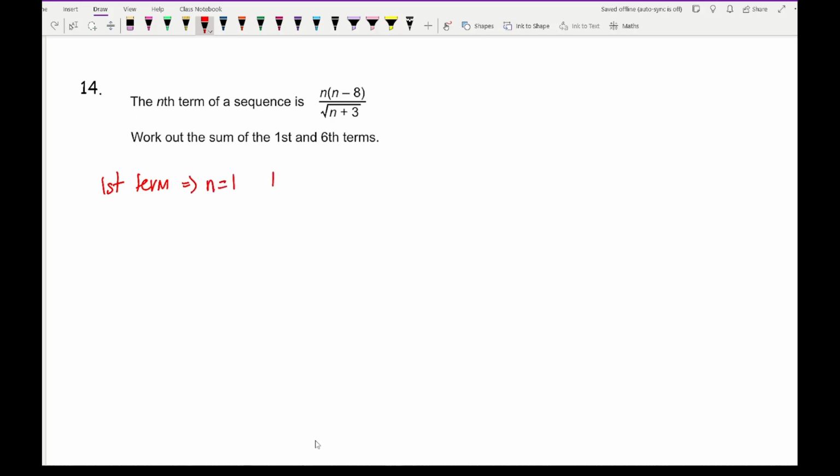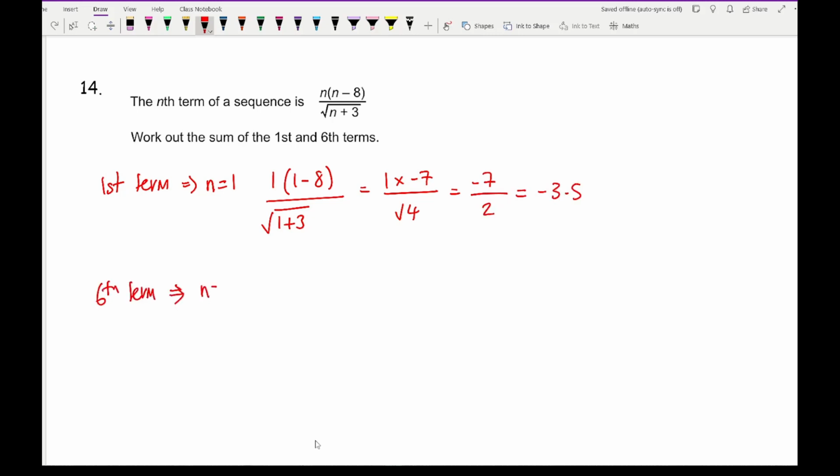So that's going to be 1 times 1 minus 8 over the square root of 1 plus 3. So if I simplify this, I have 1 times minus 7 over root 4. So that's going to be minus 7 over 2, so it's minus 3.5. And the sixth term is when n equals 6. So that's going to be 6 times 6 minus 8 over the square root of 6 plus 3. And so I've got 6 times minus 2 over the root of 9. So that's going to be minus 12 over 3, which is minus 4.